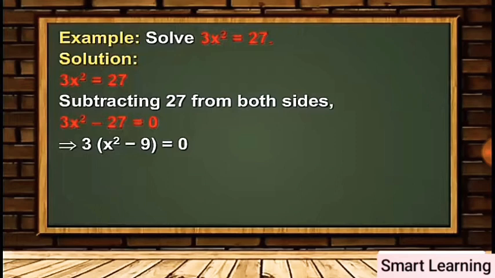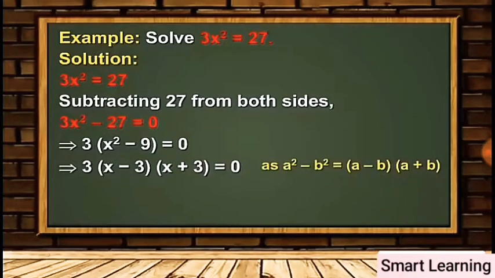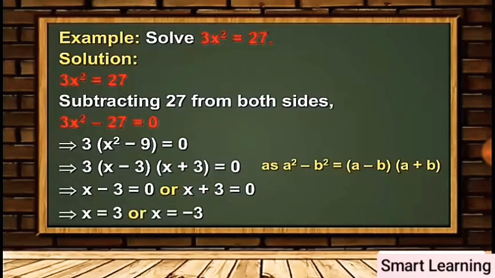Notice here the difference of two squares, which can be factorized as 3 into x squared minus 9 is equal to 3 into x minus 3 into x plus 3 is equal to 0. If two quantities are multiplied together and the result is 0, then either or both of the quantities must be 0. So either x minus 3 is equal to 0 or x plus 3 is equal to 0. So that x is equal to 3 or x is equal to minus 3. These are the two solutions of the equation.